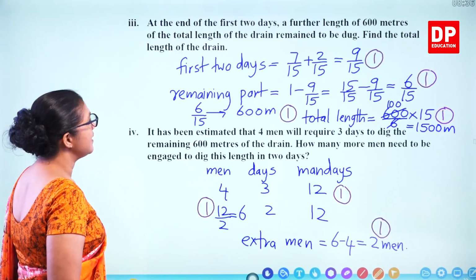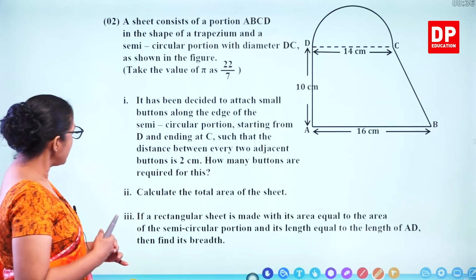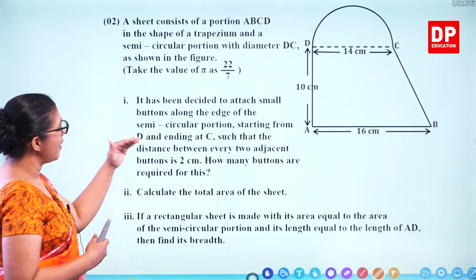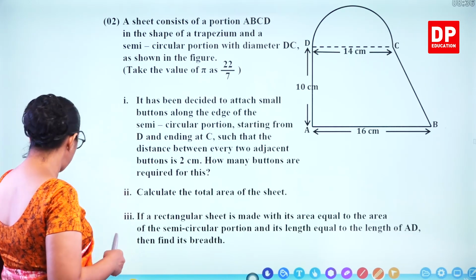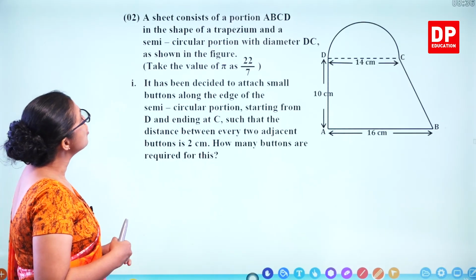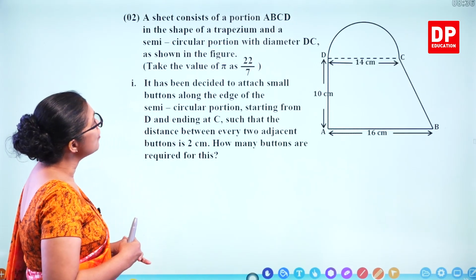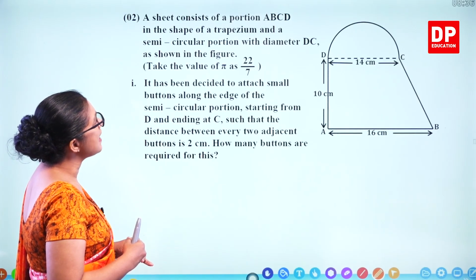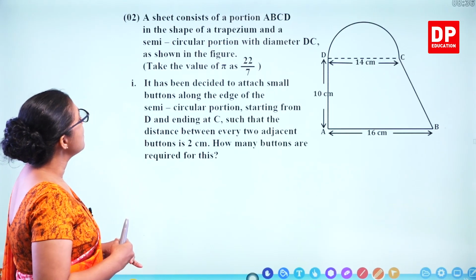Now let's take the next one. Question number 2. You get 3 parts. So try all parts and then look at my answers. A sheet consists of a portion ABCD in the shape of a trapezium and a semicircular portion with diameter DC as shown in the figure.